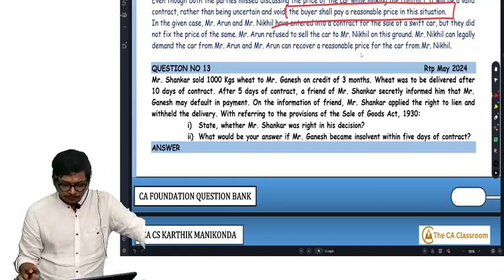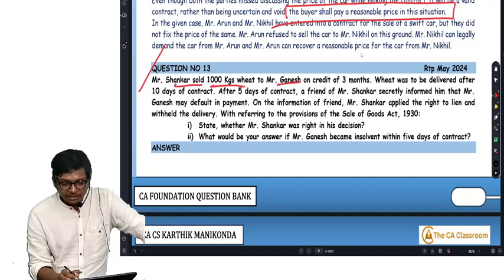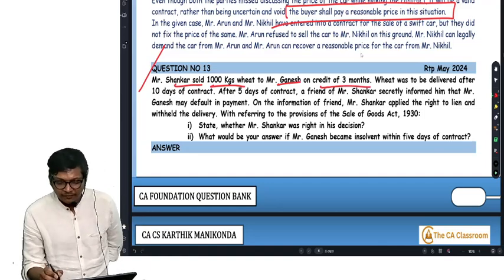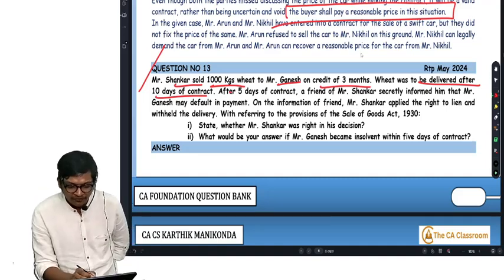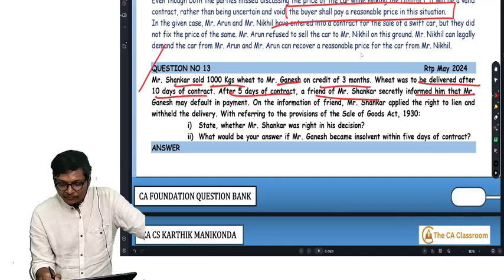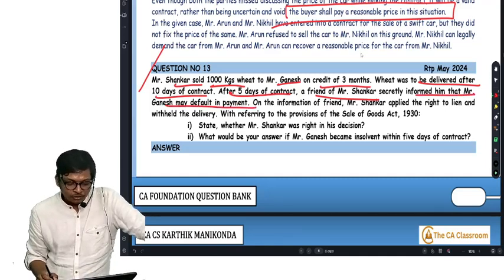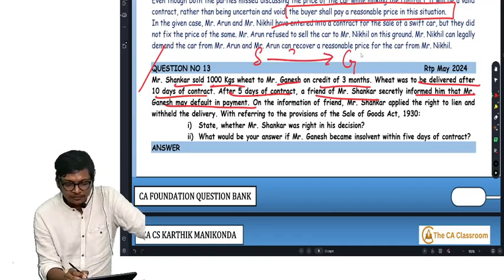Question 13. Mr. Shankar sold 100 kgs of wheat to Ganesh on credit for 3 months. Normal sale, 3 months credit. Wheat was to be delivered after 10 days of contract. After 5 days of contract, a friend of Mr. Shankar secretly informed him that Mr. Ganesh may default in payment. So who informed whom? Yeah. So Shankar only sold to Ganesh with 3 months credit.